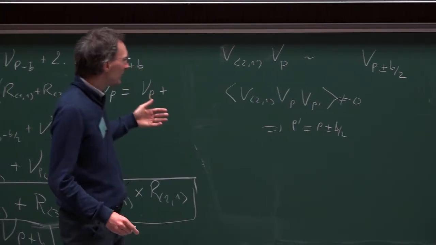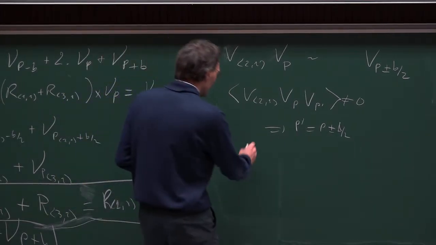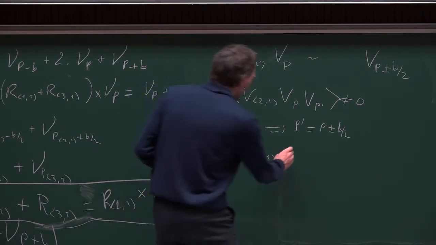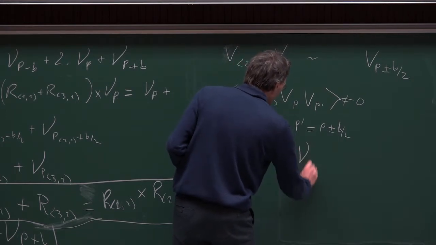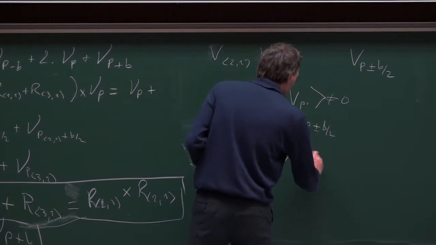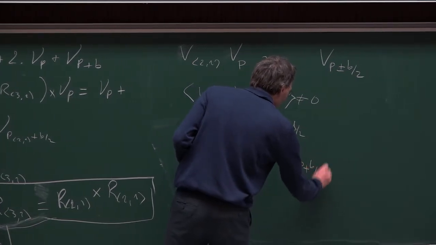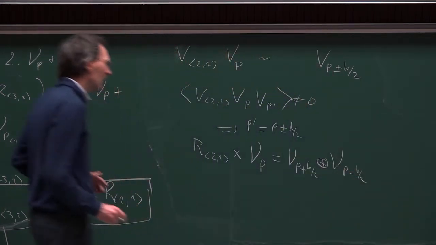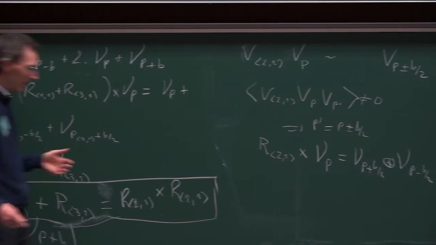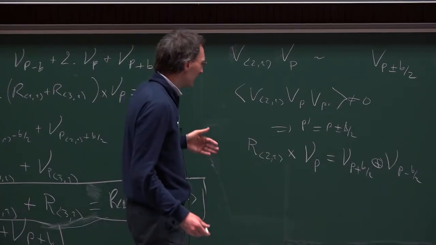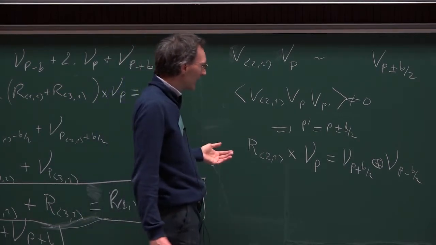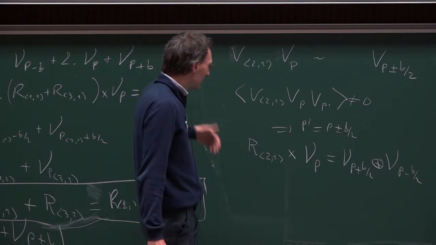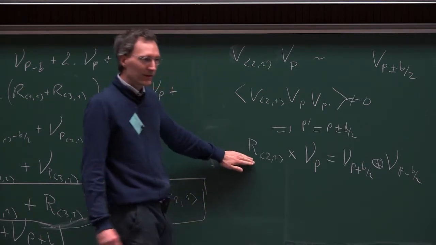This motivates us to define a formal product of representations such that the degenerate representation, which corresponds to this degenerate field, in a product with a Verma module, which corresponds to this field, should be the sum of two Verma modules, V_{P+B/2} and V_{P-B/2}. So far it's just a definition, but then we can assume that this fusion product is associative, and by assuming it is associative, we can compute repeated fusion products, and in particular fusion products of degenerate representations.